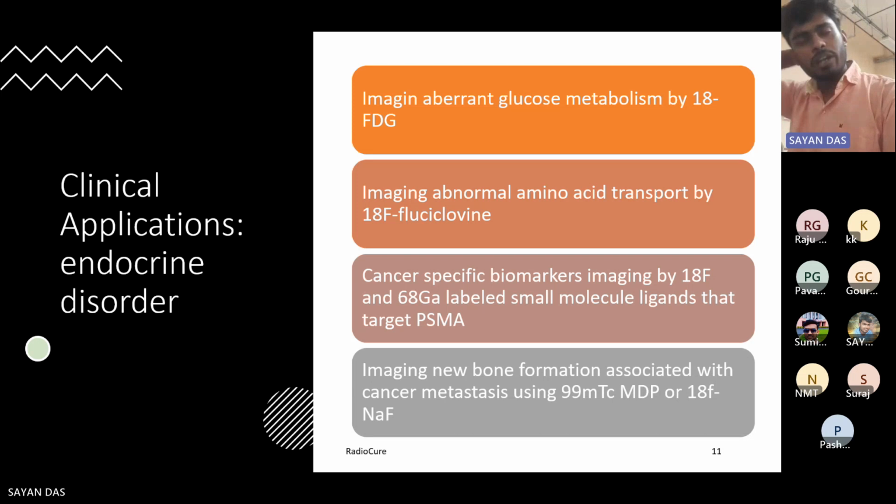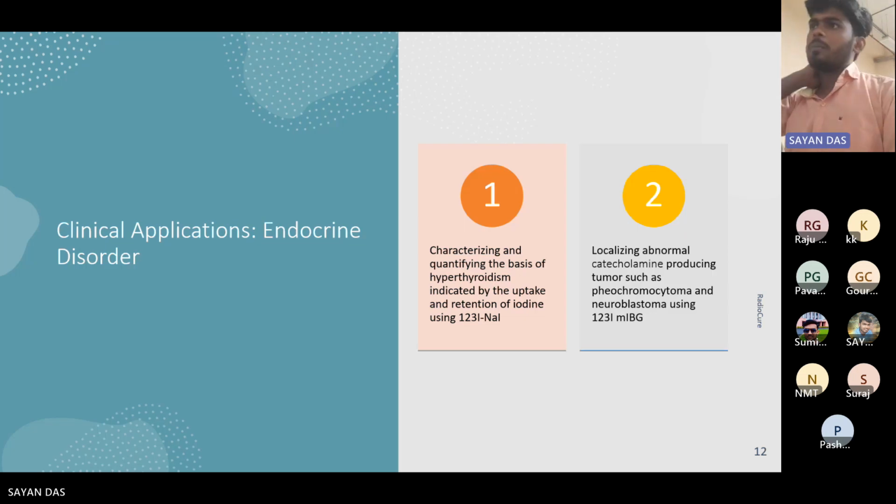And here is the endocrine disorder. We can study endocrine disorders with 123 iodine sodium iodide. How can we do that? By characterizing and quantifying the basis of hyperthyroidism. Whenever hyperthyroidism happens, the doctor refers the patient to the nuclear medicine department, and then we do the scan with 123 iodine, and sometimes the scan is also done with 131 iodine. Sometimes the scan is also done with technetium, because technetium and iodine mimic each other. So that technique is also used.